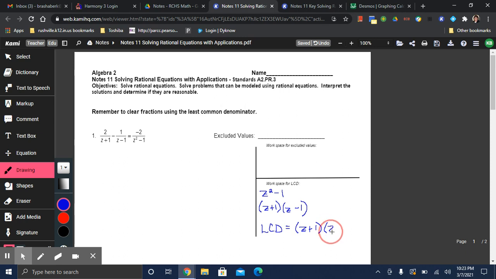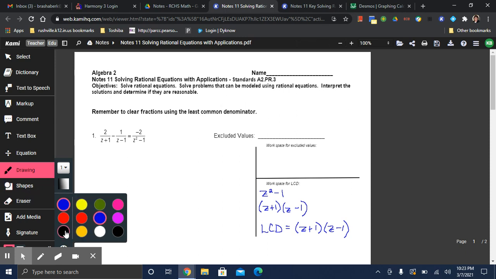So something to notice in this assignment, if you have three different denominators and your third one has a squared term, more than likely your common denominator is going to be the two that don't have the squared term just multiplied together. So we'll go ahead and work the problem out using that common denominator to clear the fraction.